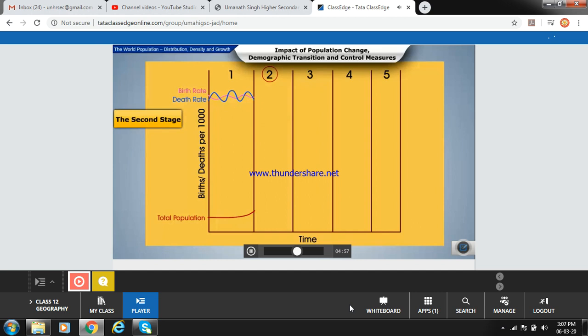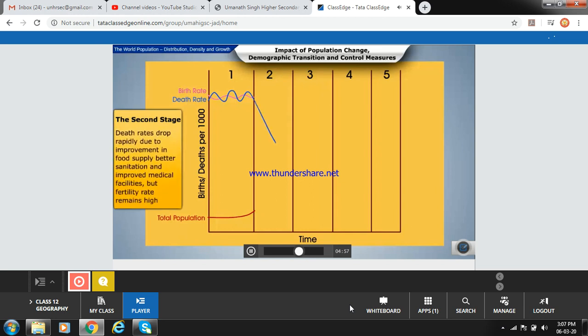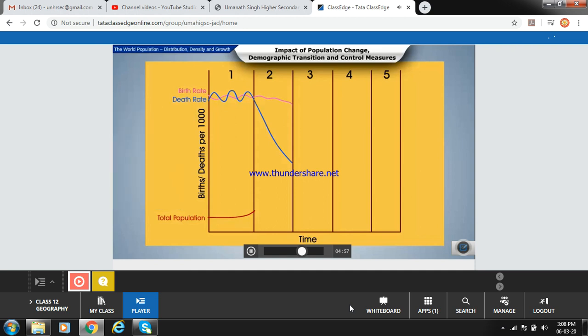The second stage of the demographic transition mostly occurs in developing countries. The death rates drop rapidly due to improvements in food supply, better sanitation and improved medical facilities. Fertility rate remains high in the beginning due to lack of education, but it declines with time. Moderate birth rate and low death rate add to the net increase in population.